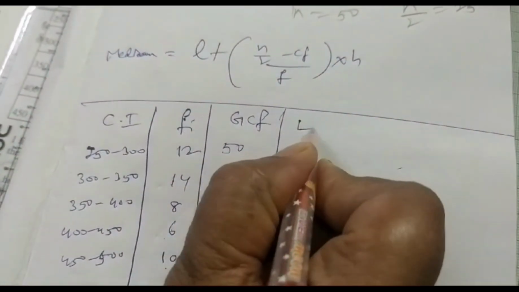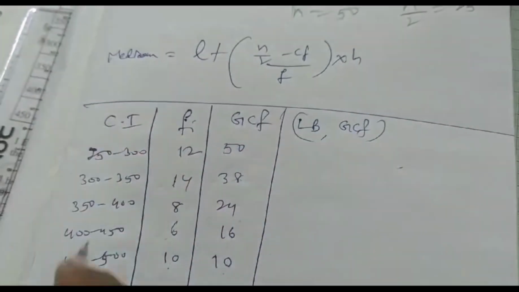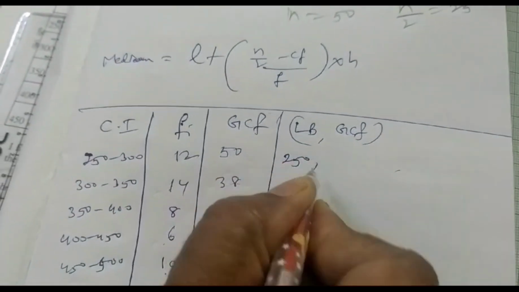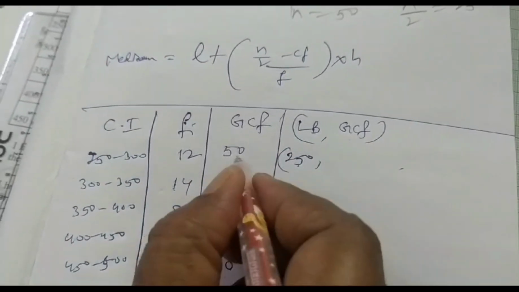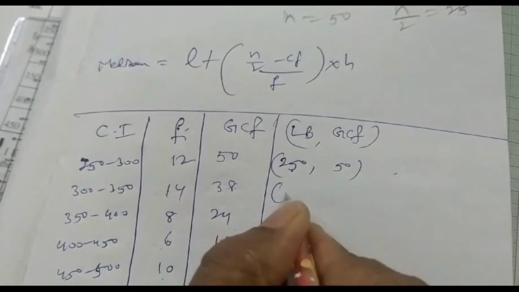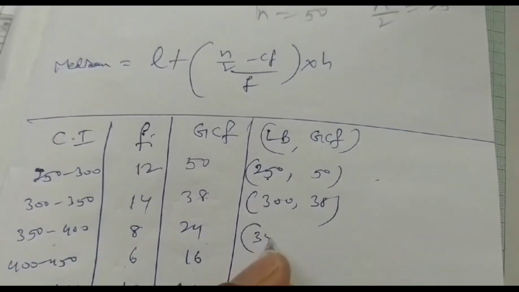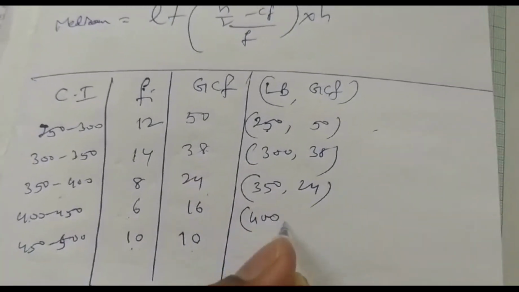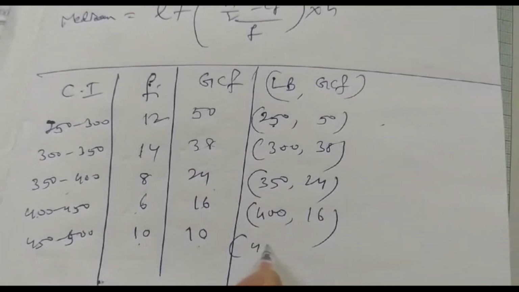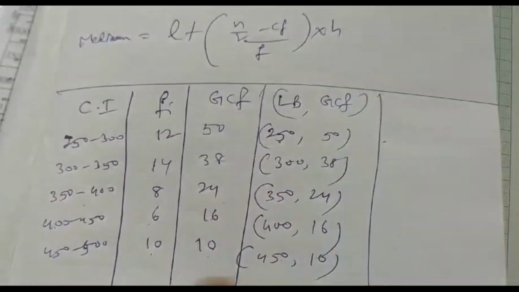Now we need the lower boundary and GCF. What are the lower boundaries? 250, 300, like that. Here I have 250, and GCF is 50; 300, 38; 350, 24; 400, 16; 450, 10. We need to plot these points in the graph. Let me draw.